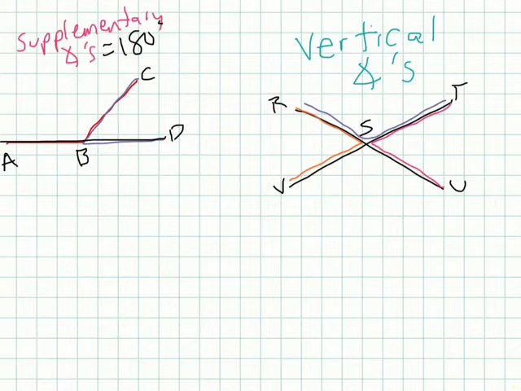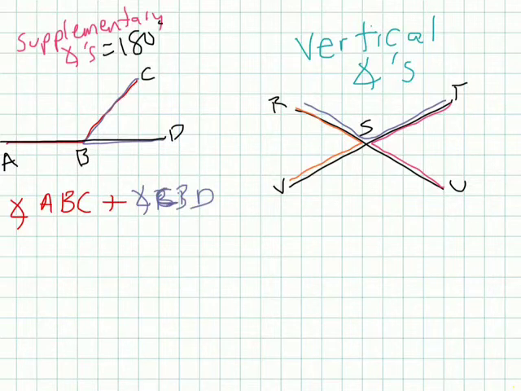So one more time, we have angle ABC plus angle CBD equals 180 degrees. And again, why is that? It's because the outside edges of these two angles form a straight angle, which is 180 degrees. So you can see this is half a circle, 180 degrees.